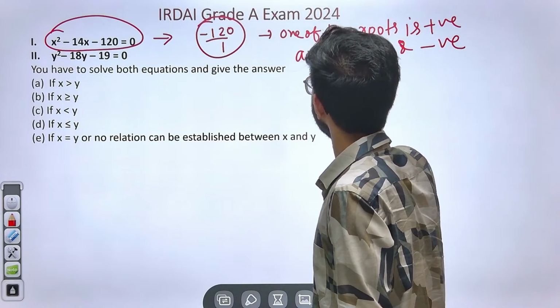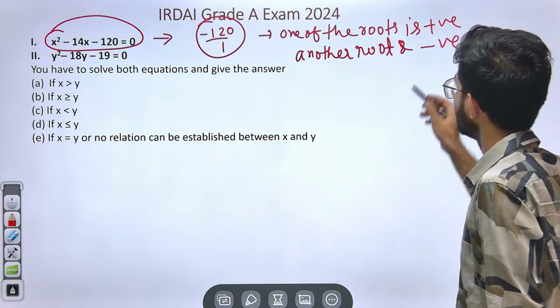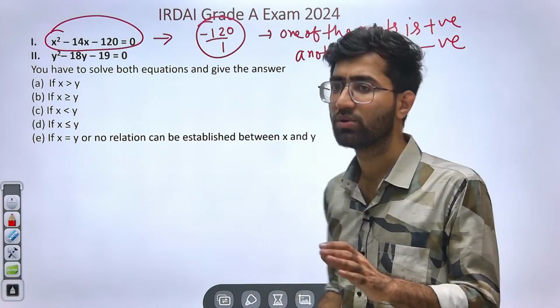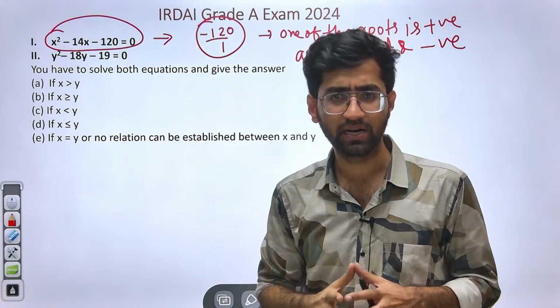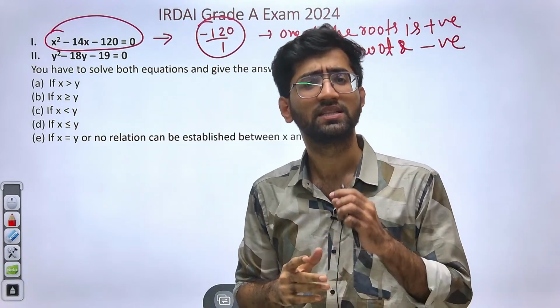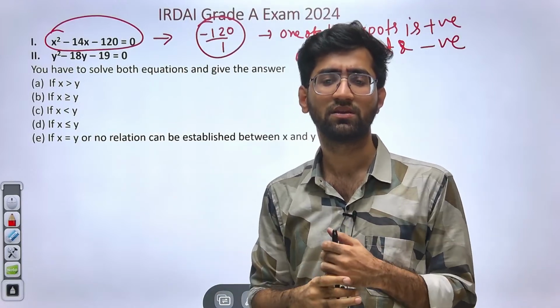You will only get product of roots negative when one of the roots is positive and another root is negative. If you see this kind of situation in any quadratic equation, there are good chances that you will not have to solve those quadratic equations to get answers quickly, right?